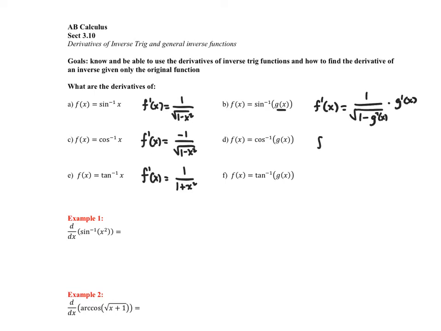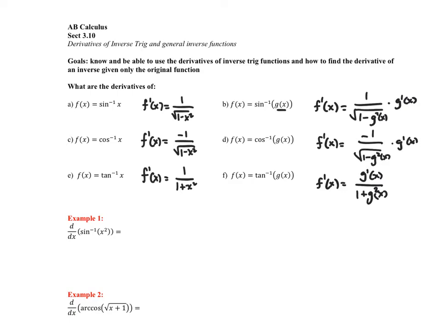And that's going to hold true for all three of these in a similar form. This will be negative 1 over the square root of 1 minus g of x squared times g prime of x using the chain rule. And then, of course, for arctangent of g of x, and I'm going to write it in a slightly different form, we would have g prime of x over 1 plus g squared of x.